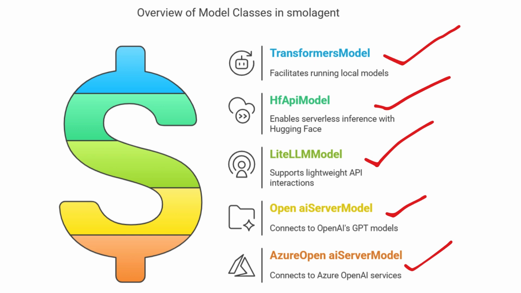The Light LLM model is best for flexible API-based model selection. The OpenAI Server model is best for direct OpenAI API integration. And the Azure OpenAI Server model is best for enterprise AI applications using Azure. These predefined classes make it easy to integrate AI models into Smolagents, allowing developers to focus on building intelligent AI agents rather than managing infrastructure.